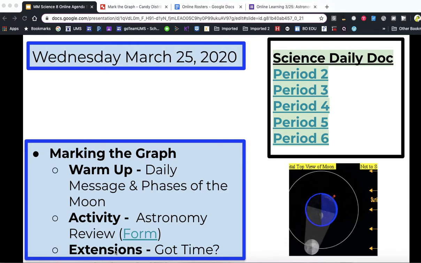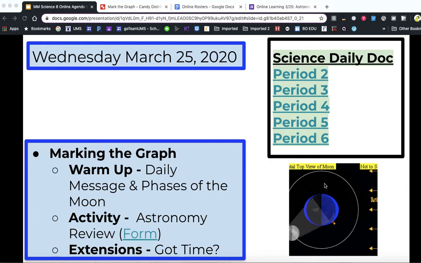What I've noticed in the last couple days is that some of you might be missing the warm up, where you go to the daily doc. You have to listen to the daily message. I give you feedback on the previous day and try to give you a heads up about what the day's lesson is. Today, for example, is phases of the moon.